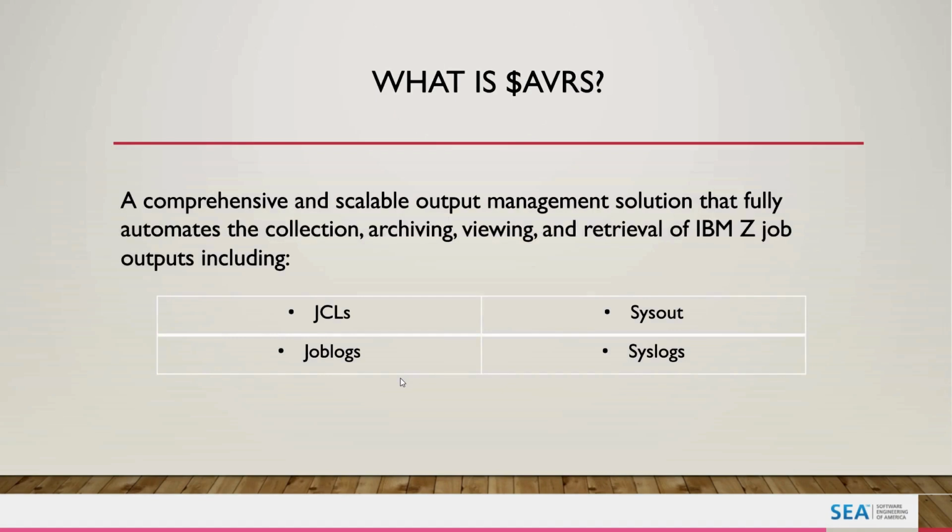Savers is an acronym for Sysout Accumulation, Viewing, and Retrieval System, which is designed to accumulate critical JES outputs. It captures JCL, job logs, system messages, syslogs, sysouts, TSO session outputs, and other JES outputs. Savers provides capabilities to automate accumulation, browse, archive, retrieve, and print any of the items previously mentioned.